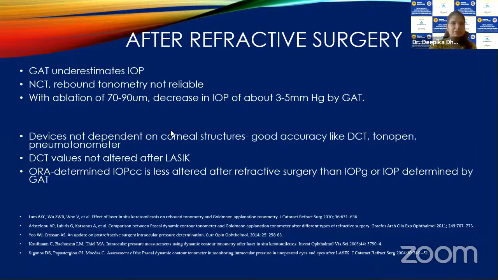And after refractive surgery, we all know that there is corneal ablation and biomechanical properties change. So after LASIK for myopia, GAT usually underestimates IOP, and even NCT and rebound tonometry are not reliable. It has been seen in studies that with ablation of 70 to 90 micron, there can be a change of about 3 to 5 mm Hg. We can use DCT in these cases or ORA to determine IOP corneal compensated.